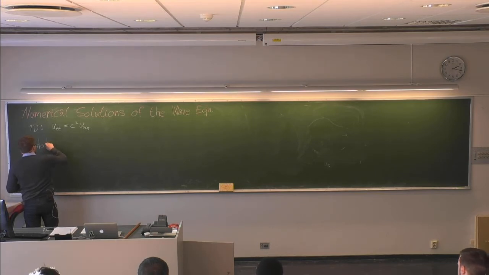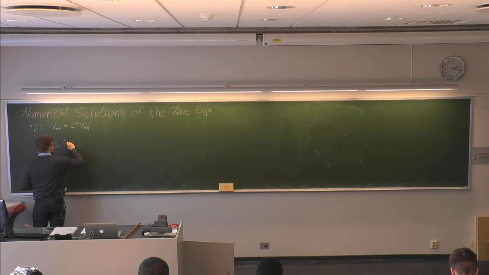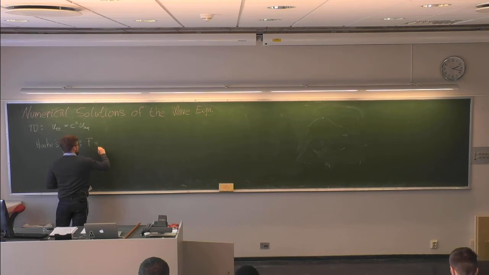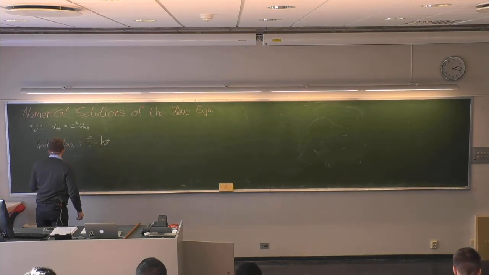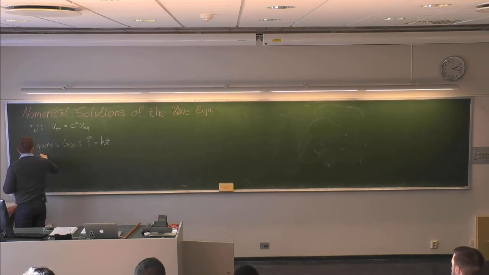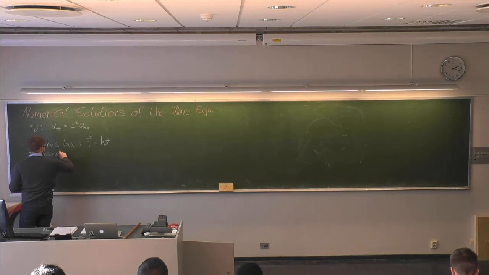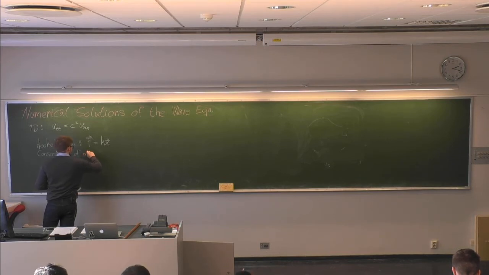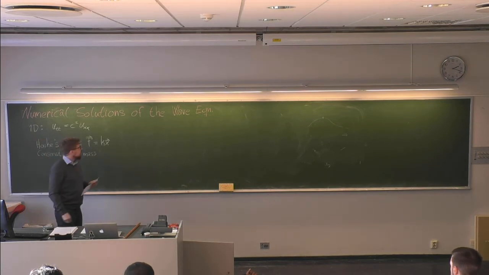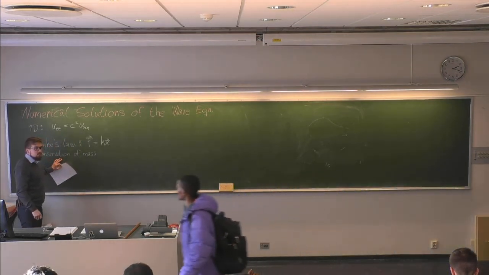Hooke's law, which we should all be familiar with, is force equals some kind of constant and the displacement. I guess this is all vectors. And also conservation of mass, meaning that we don't really want any mass to be lost in our system. So all the mass has to be conserved.